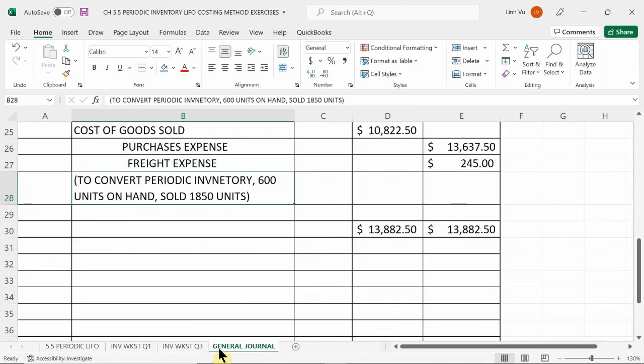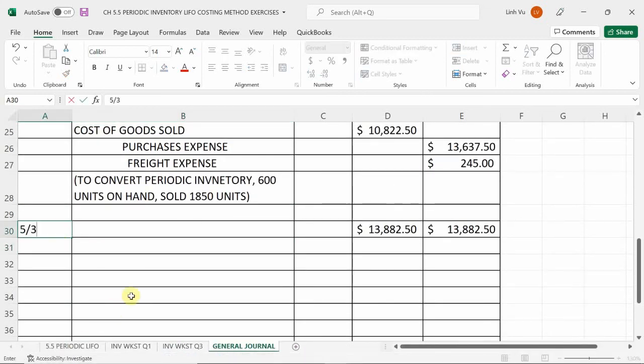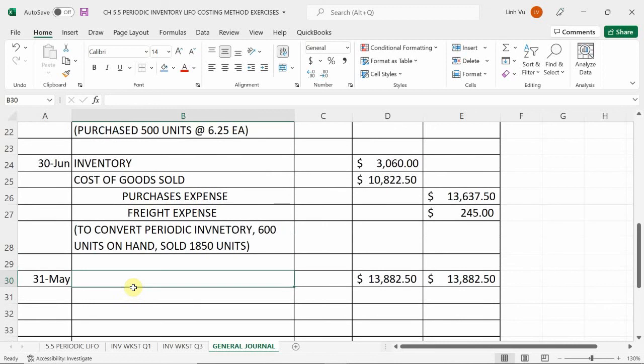Okay. Last thing we got to do is complete question number 4, which is to complete the actual, I think it's May 31st we have here. We need to complete our conversion entry. In this case, how do I journalize my conversion entry? How do I record my conversion entry from periodic inventory into inventory?